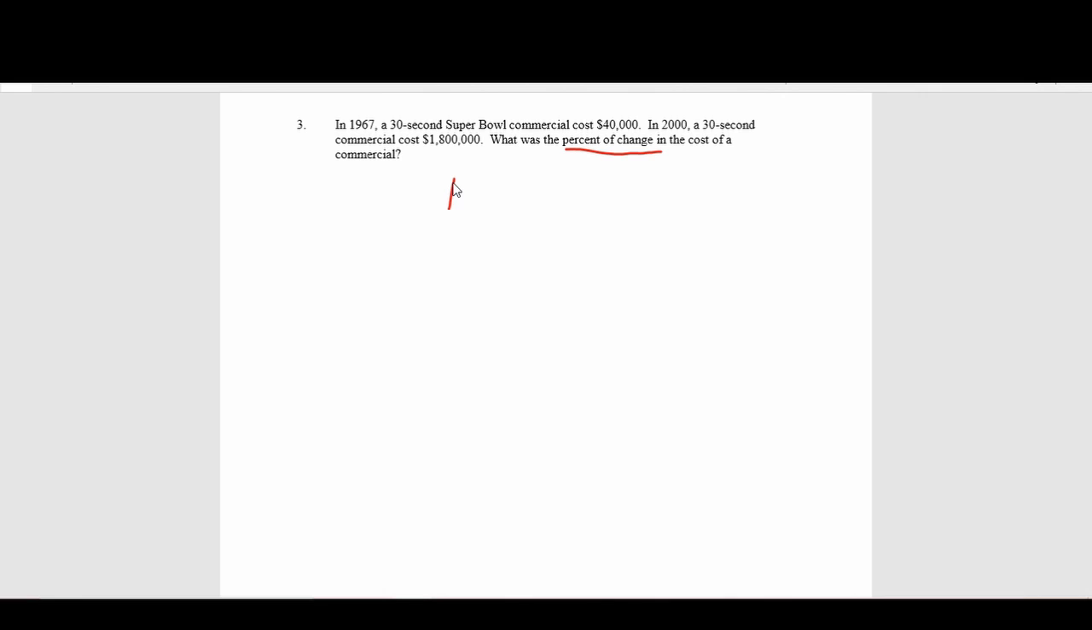formula. Percent of change equals final amount minus original amount over original amount times 100. Okay. And we start plugging things in accordingly once we identify them. Again, 1967 costs $40,000. That's our original amount. 2000, it's 1.8 million. So that's our final amount. And that's all we need to get started.